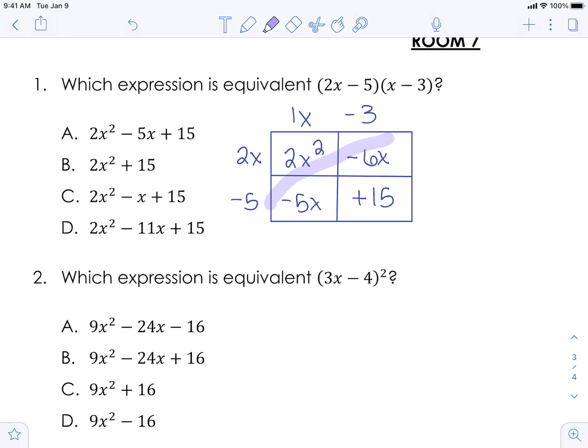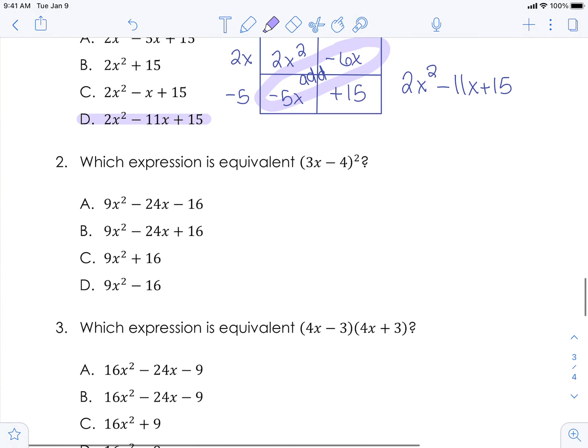I look for my like terms, it's the diagonal, so I get 2x squared. I add -5x plus -6x, that gives me a -11x plus 15, which gives me answer choice D.